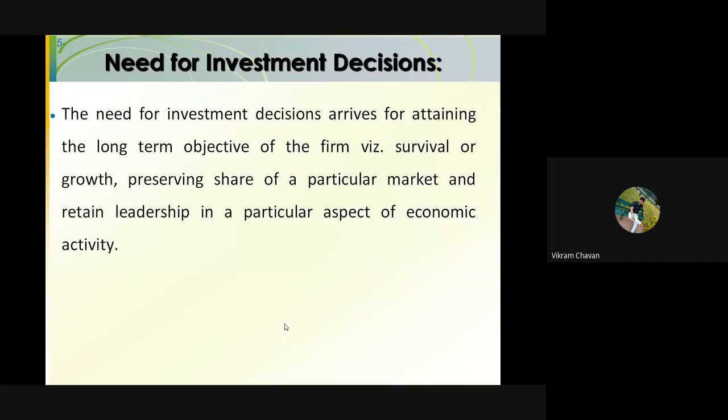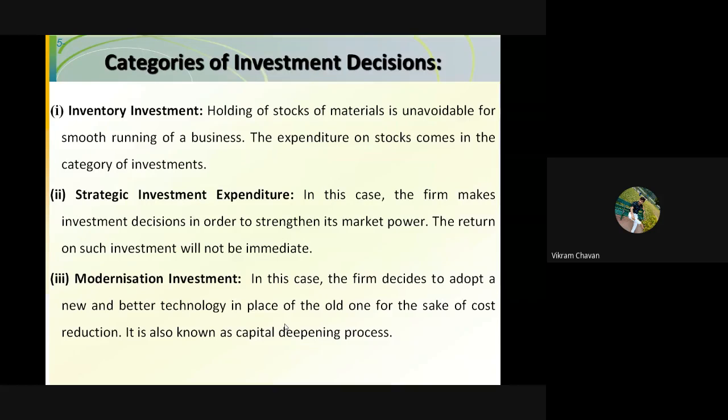Okay, I will move to the next point now. What are the different categories of this particular investment decision? On the basis of the purchase or expenditure type, one can categorize the different types of investment. So inventory investment is nothing but stocking the finished goods to avoid the uncertainties in the market.